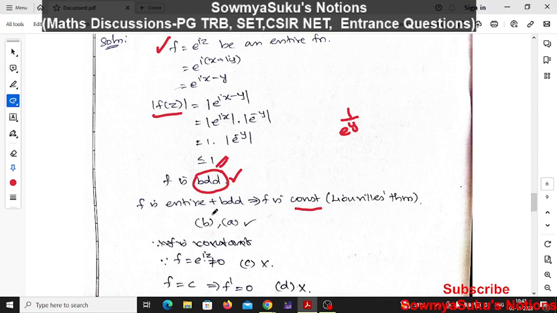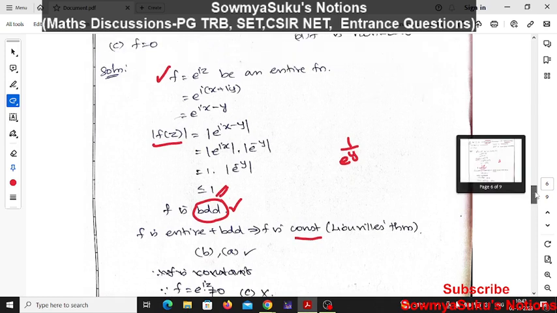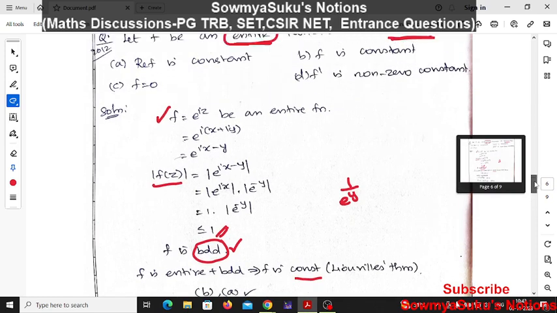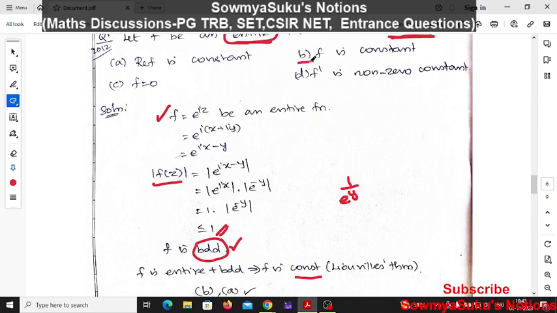By Liouville's theorem, you can see that option A and option B are right. Option B is f is a constant. Just now we found by using Liouville's theorem that f is constant, and f is constant means you can write that the real value of f is also a constant. We have the result: if f is a constant, then the real value and the imaginary value are constant. In such a way, here A and B are true.